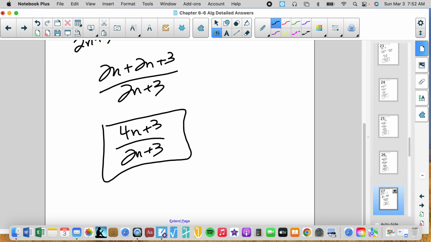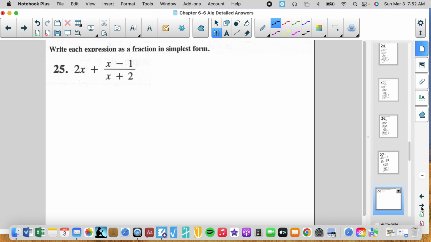Nothing cancels. I know a lot of students would want to cancel the 3's, cancel the 4n and 2n. You can't do that because they are adding. We can only cancel when they're multiplying.